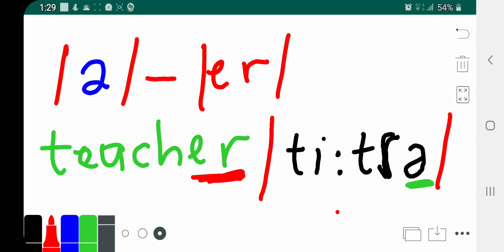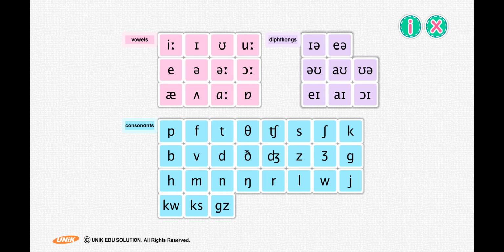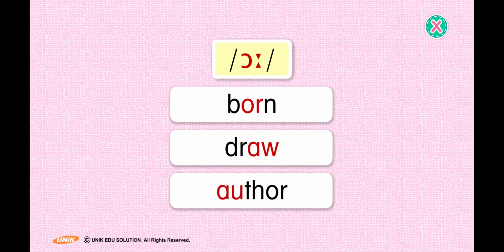So let's take our last sound and then we can finish our lesson for today. Our last sound is the O sound. O. Let's go to the IPA chart. Good. O. So let me play one more time. O. Good. And we have words like born, draw, alter. Okay. Born. Draw. Alter. Okay. Now let's go back.